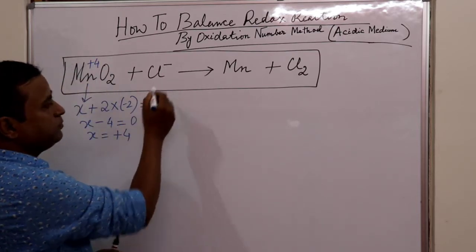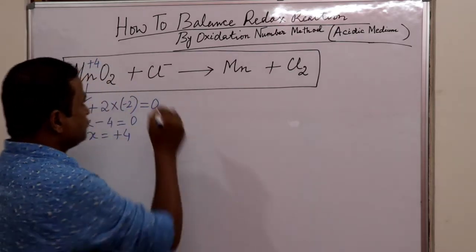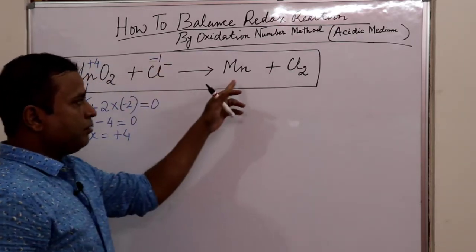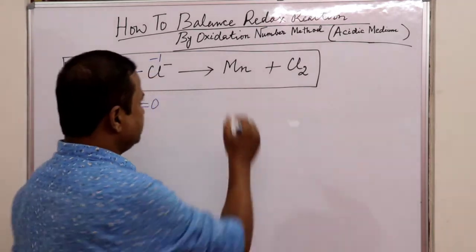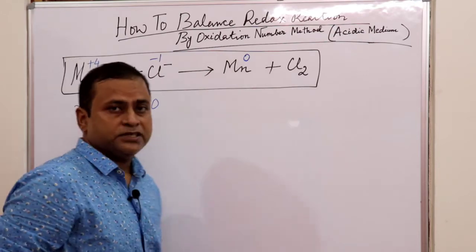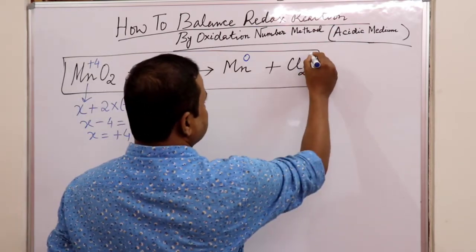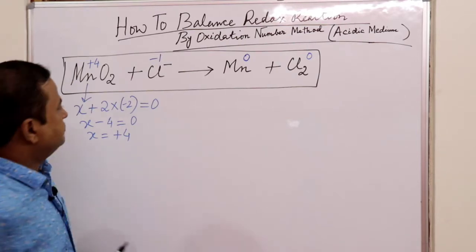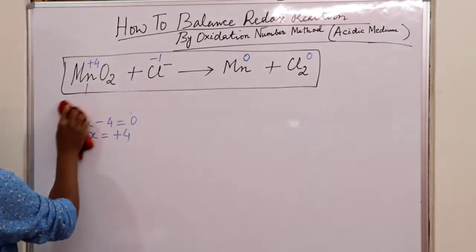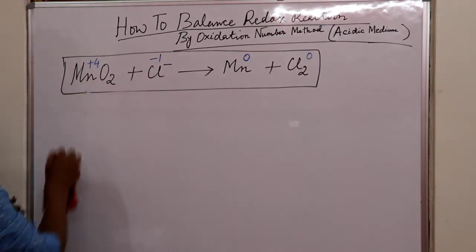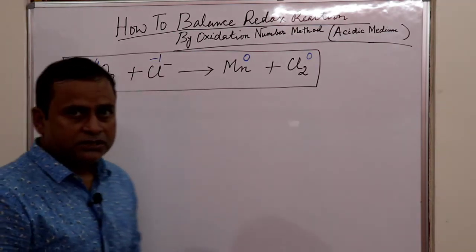Now see Cl minus, it is an ion, so its oxidation number is equal to its charge, that is -1. Mn is a free atom, so its oxidation number is 0, and Cl2 is a free molecule, so its oxidation number is also 0. So we have calculated the oxidation numbers. Now the next step is to find out which species is undergoing oxidation and which one is undergoing reduction.